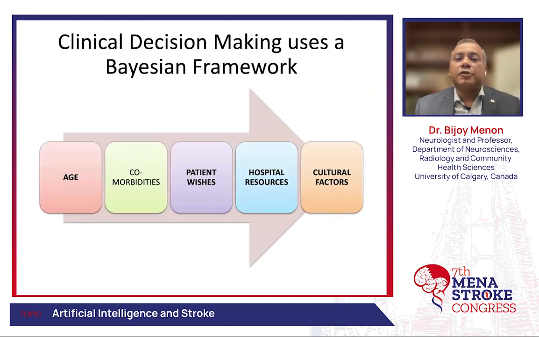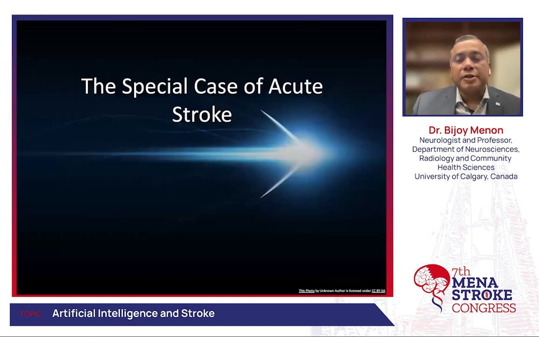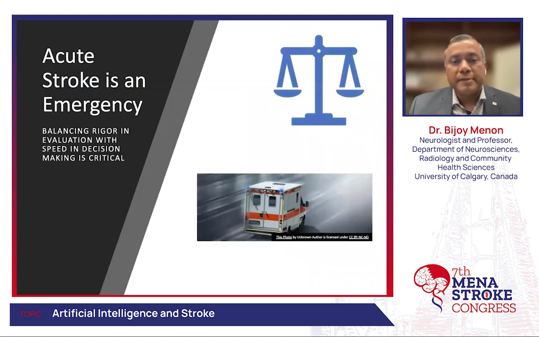Clinical decision-making is therefore complex. It involves us considering various factors: the patient's age, comorbidities, wishes, hospital resources, what happens when you make a decision, what are the rewards, what are the payoffs. Clinical decision-making in the context of acute stroke is also special because time is brain. Acute stroke is an emergency. And so with acute stroke decision-making, we've got to balance rigor in evaluation with speed in decision-making. This is critical while we deal with all the things that make us human.